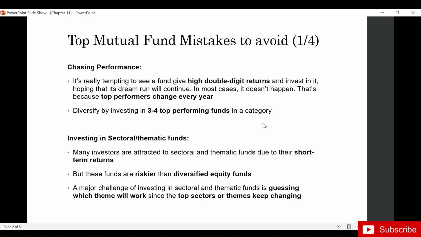So, the first mistake that many investors make while investing in mutual funds is that they chase performance. It is really tempting to see a mutual fund give high double digit returns and invest in it, hoping that the mutual fund will continue to give good returns. But in a lot of cases, it does not happen. This is because the top performing mutual funds change every year.